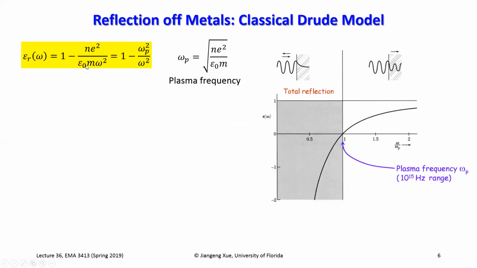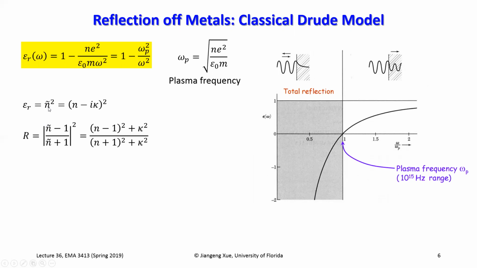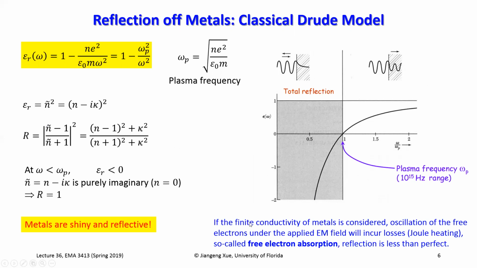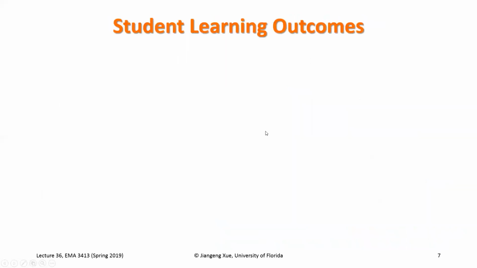And so if you plot out this function, the dielectric constant as a function of frequency, then you'll see that for angular frequencies below the plasma frequency, the dielectric constant will be a negative value. If we then take the square root to obtain the index of refraction, we'll see that it will be a purely imaginary number. That is, n will be 0 and kappa will be some positive value. So if you plug that into the reflectance equation, that will get you 100% reflectivity. So that's why metals are shiny and reflective. But obviously for actual materials, they have finite conductivity, so the reflectance will deviate from 100% reflectivity.